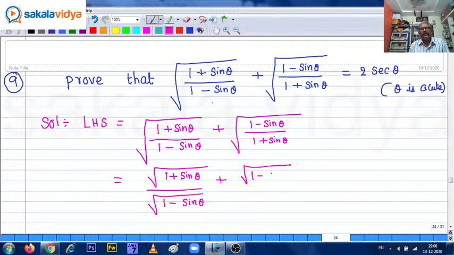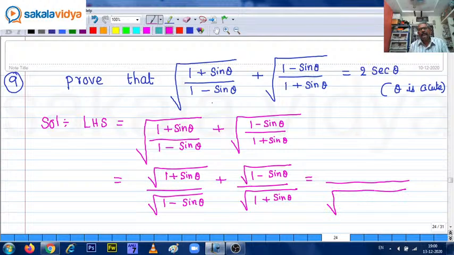In the similar fashion this can be written as root of 1 minus sin theta upon root of 1 plus sin theta. Now take the LCM. LCM means the product of these two, that becomes root of 1 minus sin theta into 1 plus sin theta. Root of 1 plus sin theta into root of 1 plus sin theta becomes 1 plus sin theta. Please carefully observe, all of you, look at the screen. Plus root of 1 minus sin theta into root of 1 minus sin theta, that will be 1 minus sin theta.